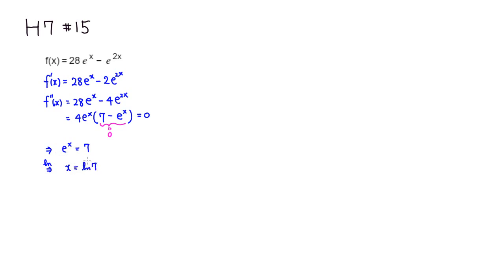So let's draw a number line here. We're going to put a tick mark for natural log of 7. Then we're going to try anything smaller than natural log of 7, like 0. If you put 0, you can see that 7 minus e to the 0, 7 minus 1, is going to be positive. So we have a positive second derivative here.